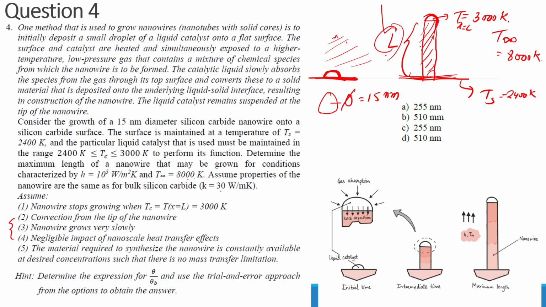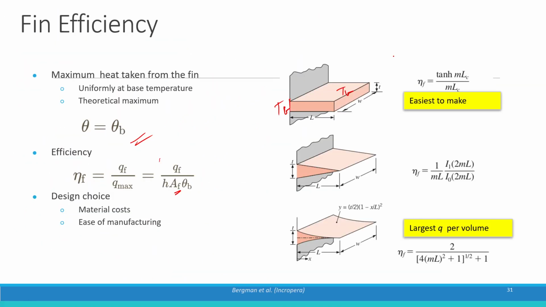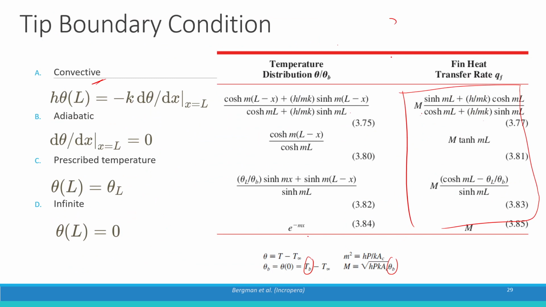So you can consider this system as a cylindrical fin, and for a cylindrical fin, we had this equation over here, cosh upon this. Since we haven't been given any specific boundary conditions except the maximum temperature limit, we can use the convective boundary condition, that is, at the tip there will be convection occurring.